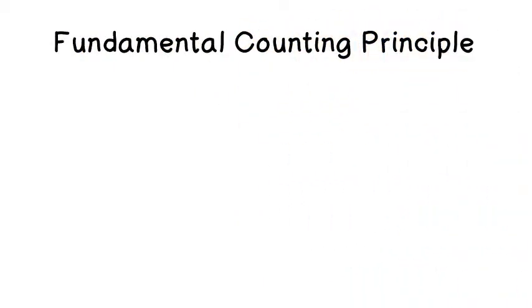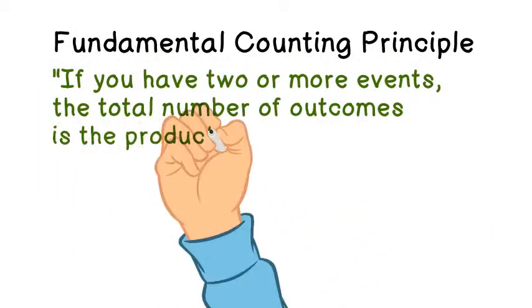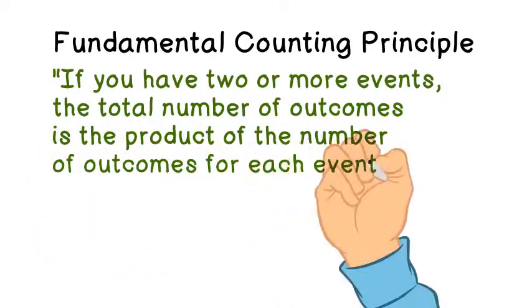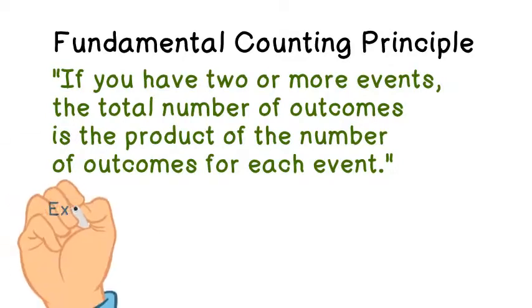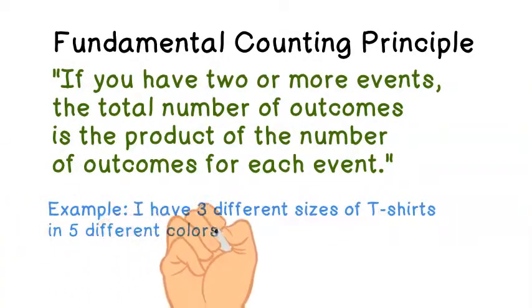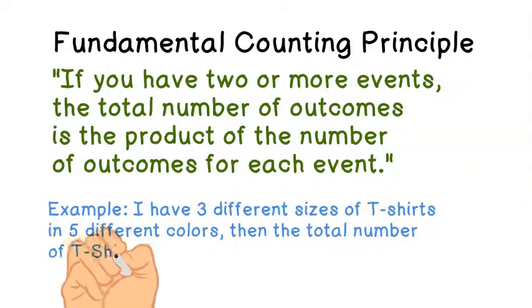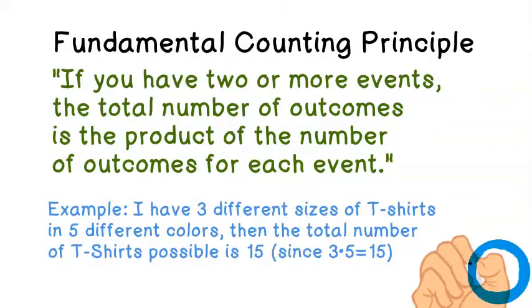The next topic we're talking about is the fundamental counting principle. As you can tell by its name, it's a pretty important concept. It says if you have 2 or more events, the total number of outcomes is the product of the number of outcomes for each event. So for example, if I have 3 different sizes of t-shirts in 5 different colors, then the total number of t-shirts possible is 15. Since I take the 3 different sizes times the 5 colors, I get 15.